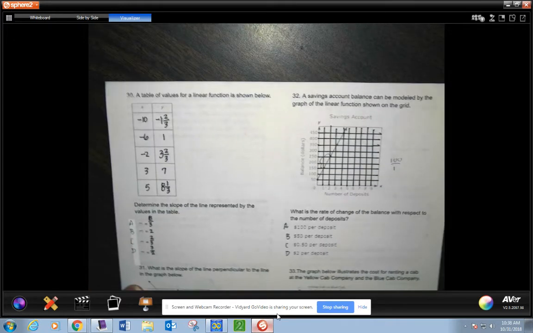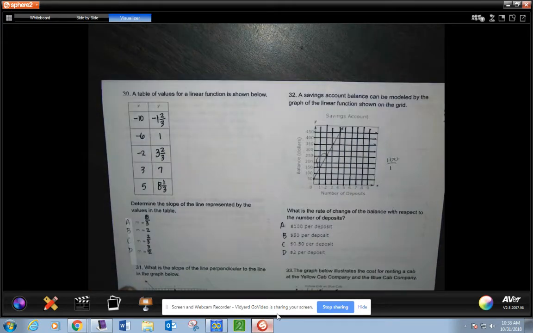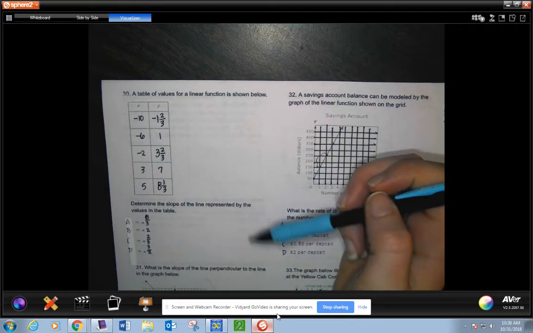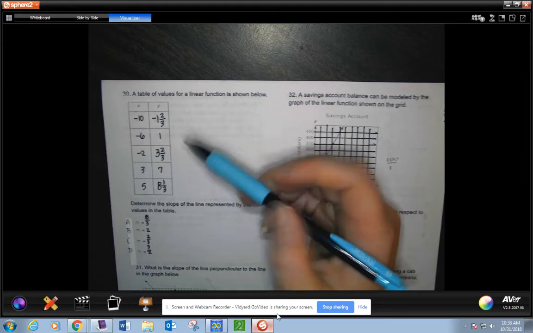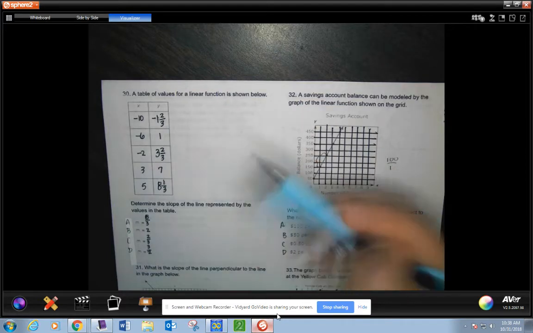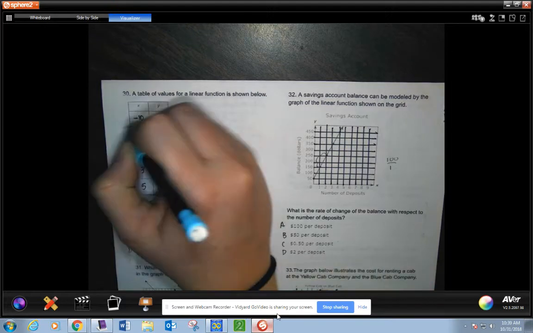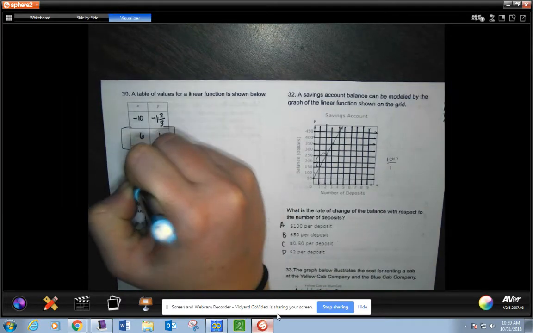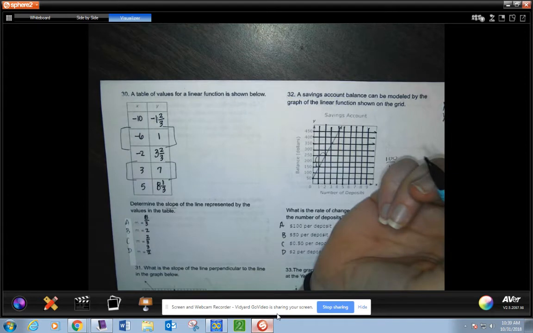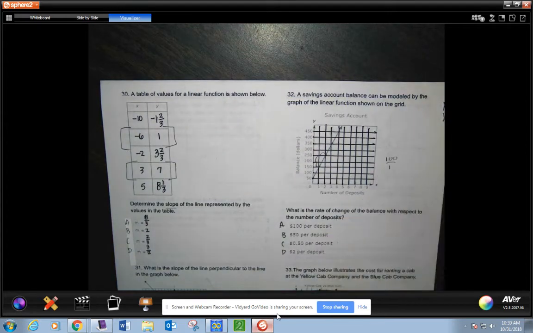Okay. For 30, there's 2 ways you can do this. You have a table of values for a linear function as shown below. Determine the slope of a line represented by the values in the table. You can do the stat edit in the calculator and come up with your whole equation and then just tell me the slope. Or what you can do is you can pull out 2 easy points and do y2 minus y1 over x2 minus x1.